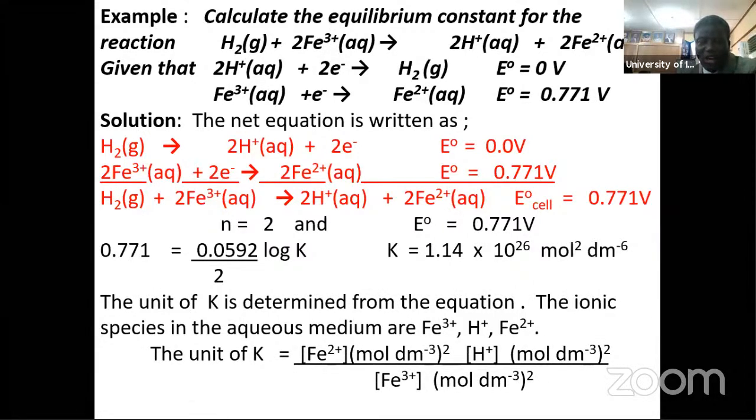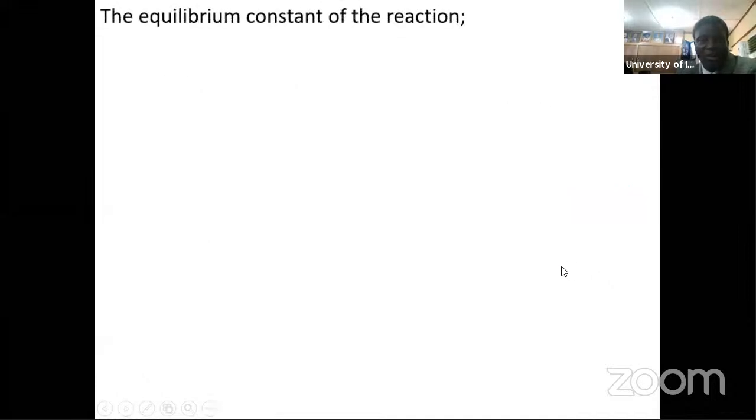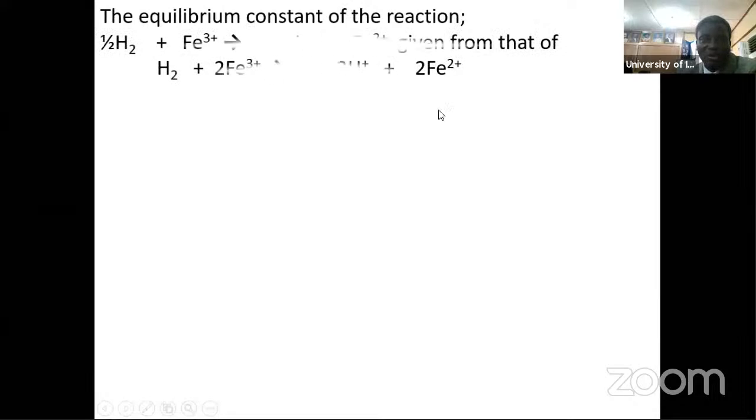And this is what we have. Look at it, this unit here will cancel this unit. So what you are going to be left with is what you have here, and then your unit is this. And that is what we put in here. So we go on and look at another one: the equilibrium constant for this reaction.